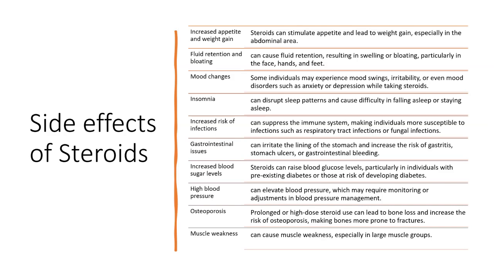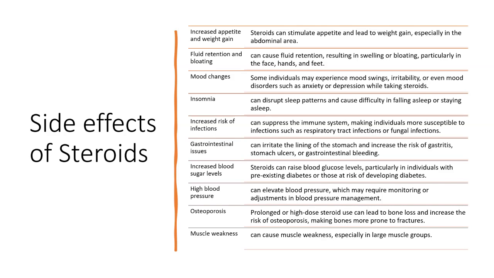Increased blood sugar levels. Steroids can raise blood glucose levels, particularly in individuals with pre-existing diabetes or those at risk of developing diabetes. Regular monitoring of blood sugar levels and adjusting diabetes medications as needed are important steps in managing this side effect. High blood pressure. Steroids can elevate blood pressure, which may require monitoring or adjustments in blood pressure management. Regular checkups with a healthcare provider are essential to keep blood pressure under control.